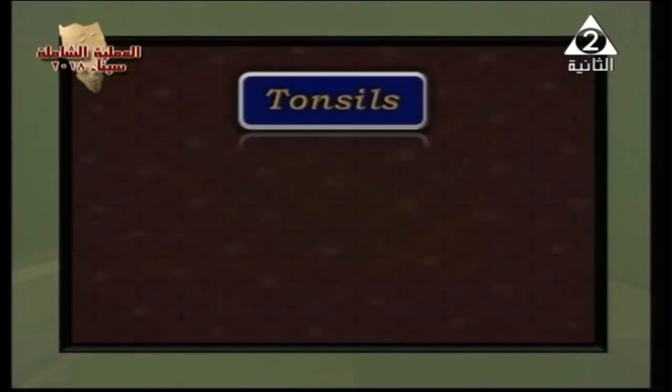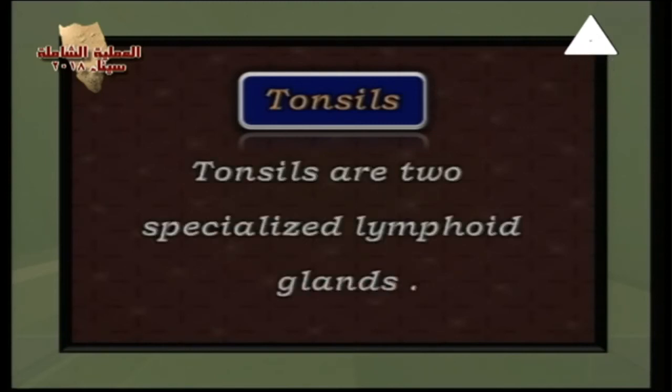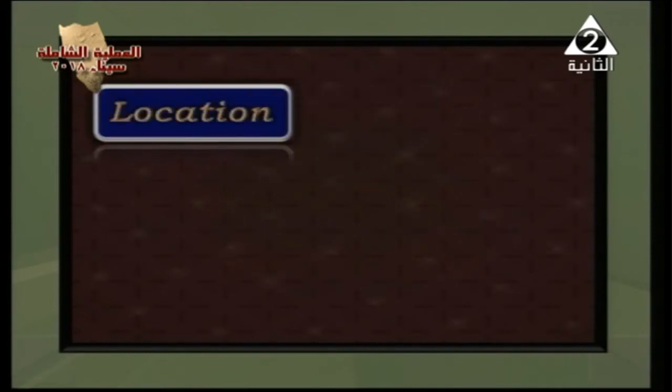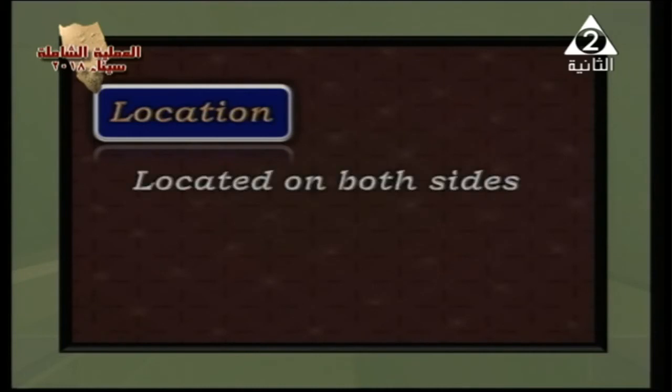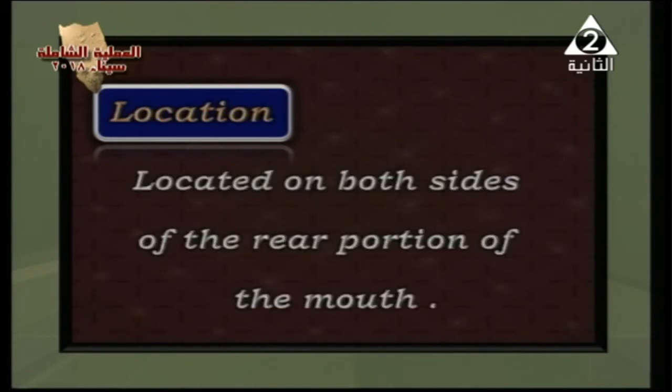After that, we have tonsils. I'm going to give you 2 seconds to remember. Do you know where tonsils are found? Inside which cavity in your body? Yes, tonsils are specialized lymphoid glands located on both sides of the rear portion of the mouth. So they nearly exist in the mouth cavity.